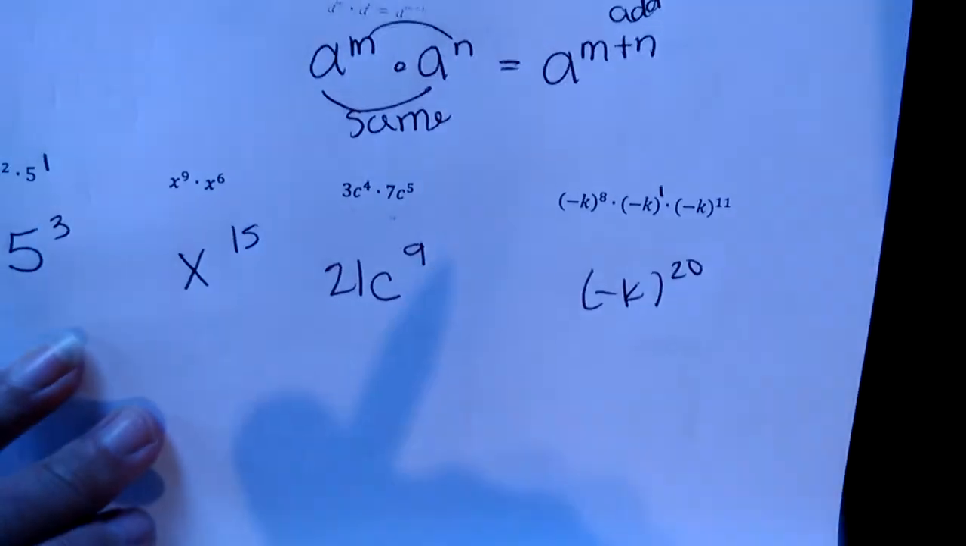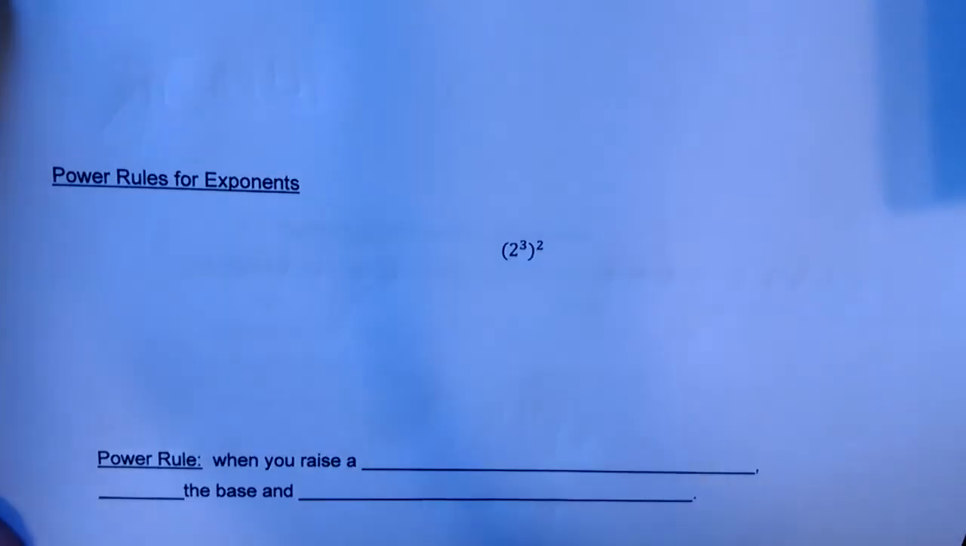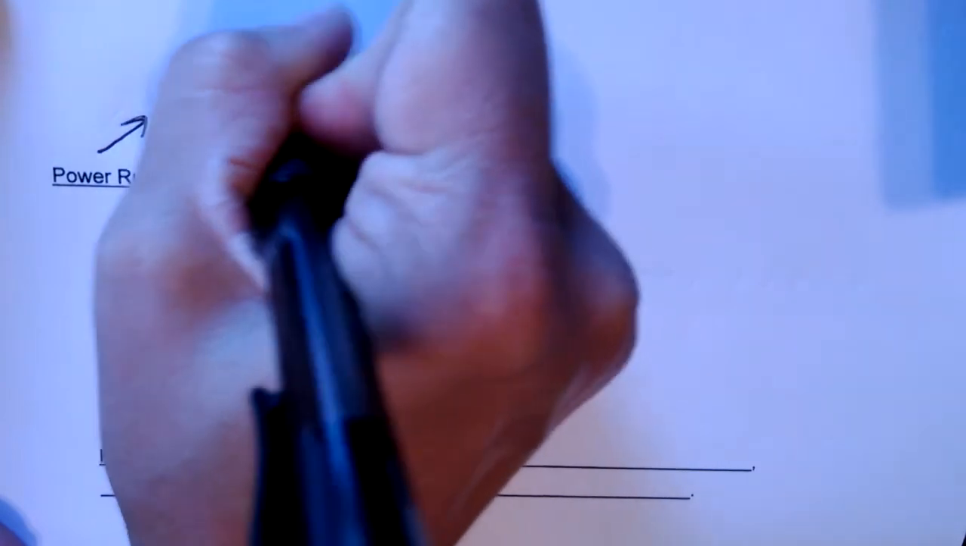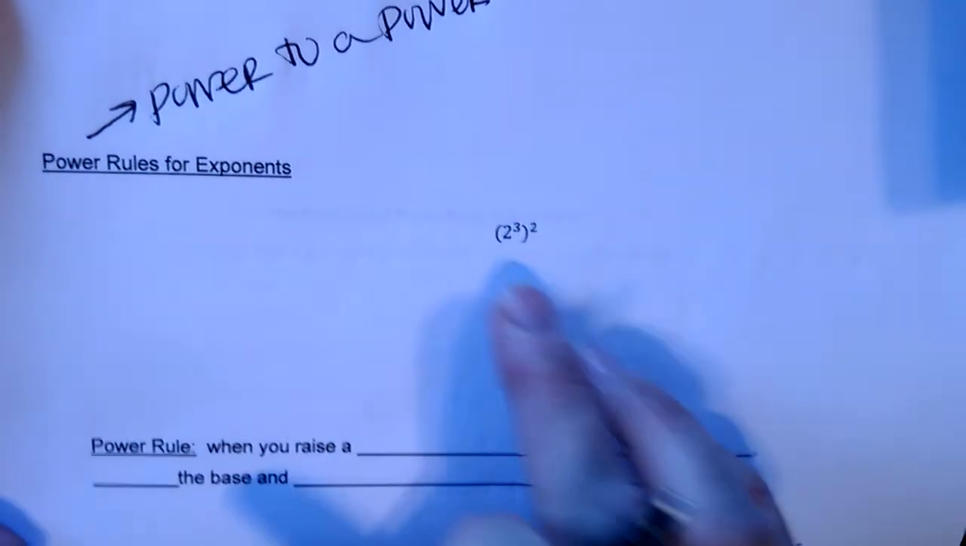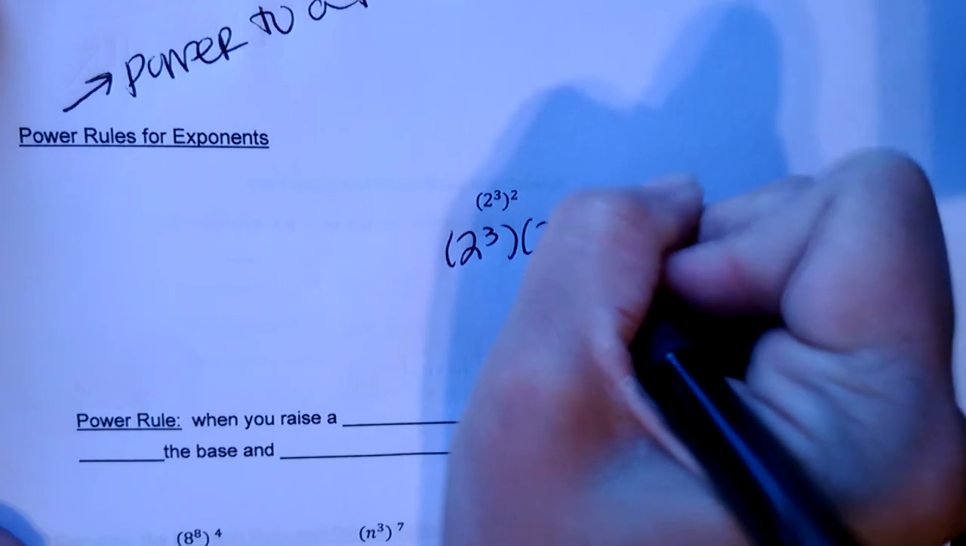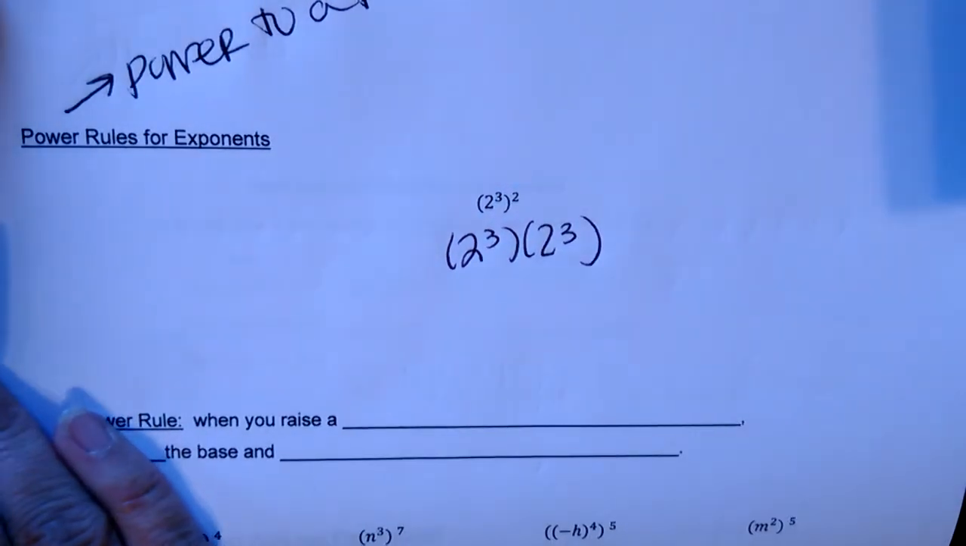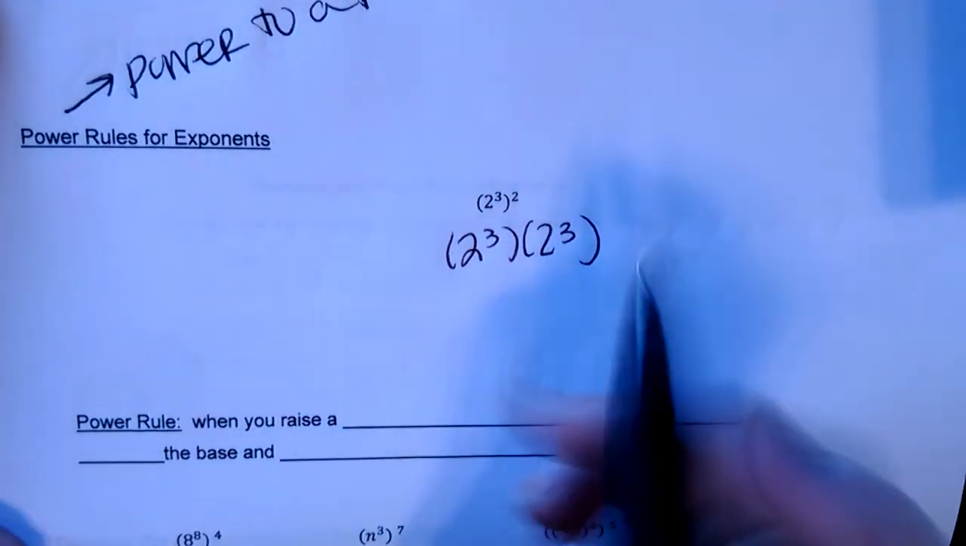Up next, we're going to talk about power rules for exponents. Let me turn it where you can see it, okay? So this is a power to a power is what we're going to be dealing with here. So you've got one power and an additional power, okay? Something like this, 2 cubed, and we're squaring it. Well, we know what squaring something means, right? It's 2 cubed times 2 cubed. Well, we just had a little lesson about stuff similar to this. You keep those bases and you add those exponents. So 3 plus 3 is 6.